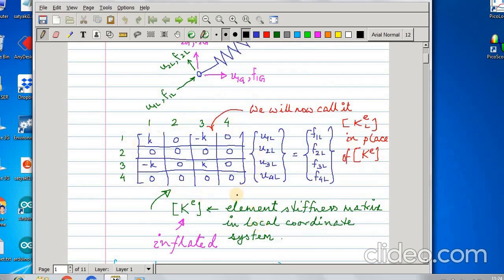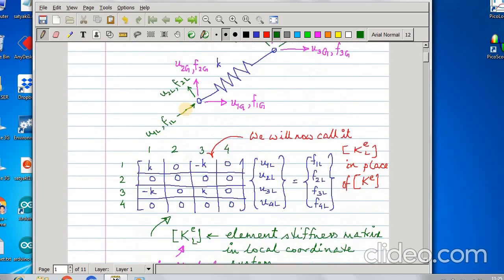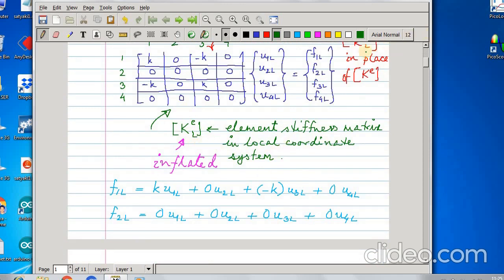This stiffness of the spring we call Ke, the element stiffness matrix in the local coordinate system. Let us write it as KeL. So this is the spring stiffness in the local coordinate system. Local coordinate system means x is along the length of the spring and y is perpendicular to the length of the spring. So here we have shown that F1L is this. Whatever be the value of u2l, there cannot be any f1l, so here we have put 0, and whatever be the value of u4l, there cannot be any f1l, so here we have put 0.